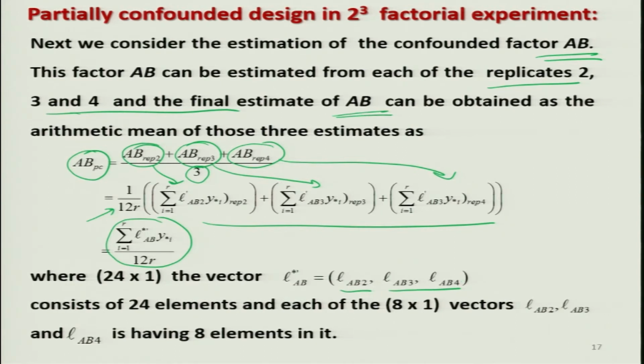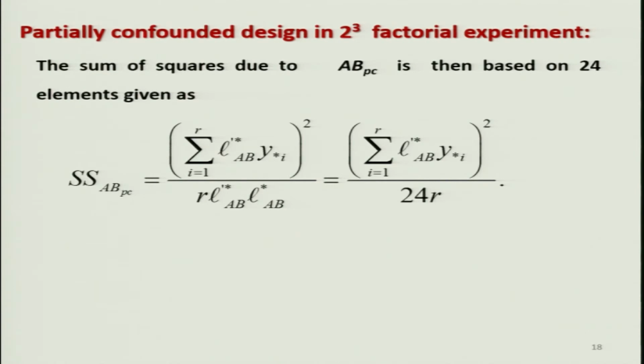And so, obviously, this is going to be a 24 by 1 vector and it has 24 elements, because each of this LAB2, LAB3 and LAB4 has 8 elements in it. We can find the sum of squares due to this AB under the partial confounding.